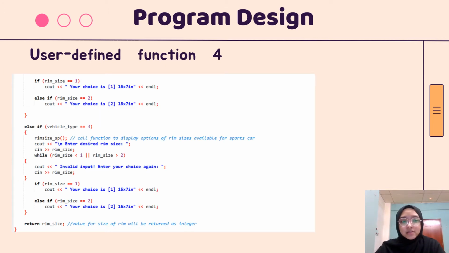Next, if the vehicle type chosen by the user is sports car, the function named rim size underscore sp will be called to display the options of rim sizes available for sports car and user will be prompted to enter their desired rim size. This function will return a value for size of the rim as an integer. The coding for this user-defined function is done by Nadia Adleena.